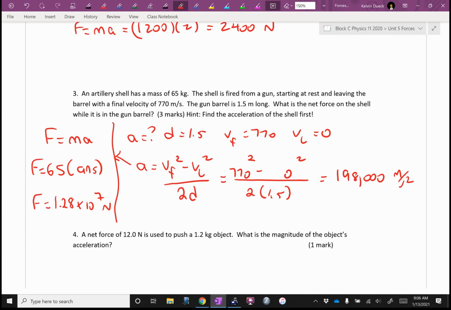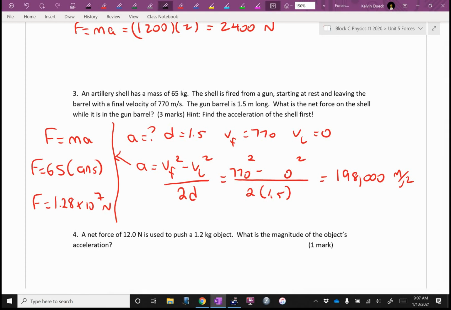By the way, forces come in newtons. So when that hits another object, that's the force it will deliver. From what you know of war, are artillery shells pretty devastating? So that answer doesn't creep me out that, oh yeah, it should be a massive force because they do a lot of damage. I'm okay with that. Is that right? Is it 1.28 times 10 to the 7th? Okay. 3 marks if you got that.